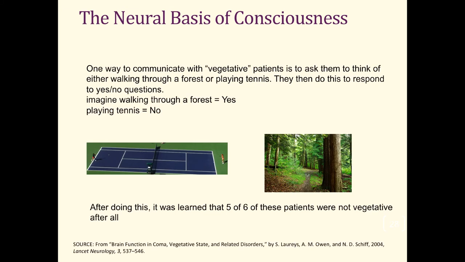In addition, one way has been developed to try and communicate with vegetative patients, and it is to ask them just to think of either walking through a forest or playing tennis. Now, these two mental images create distinct patterns of brain activity, and the individual then just thinks of one or the other, either a game of tennis or walking through the forest, to respond to simple yes or no questions. And so walking through the forest might be a yes, but playing tennis might be a no. And this allows for basic communication to occur.